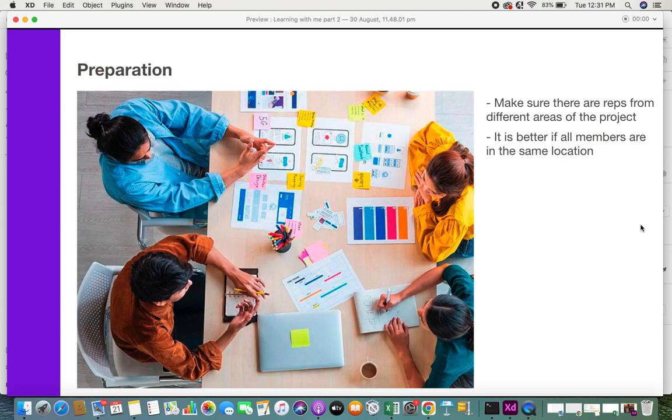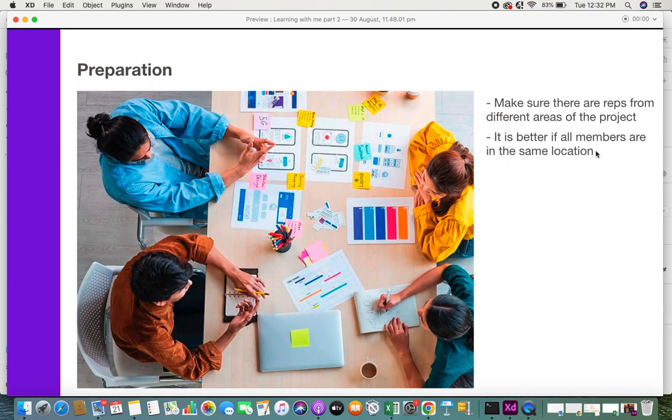When you're preparing for a session like this, you need to make sure that there are representatives from different areas of the project. Your project has different members involved from different areas. You have the engineers, the designers, the quality analysts, and other members involved. You need to make sure there are representatives from every area of the project, because we need to get perspectives from each of them, so that we know we are solving a problem by taking every area's perspective and ideas into account.